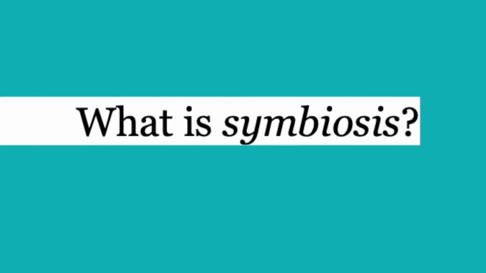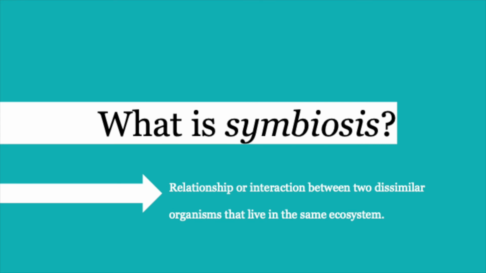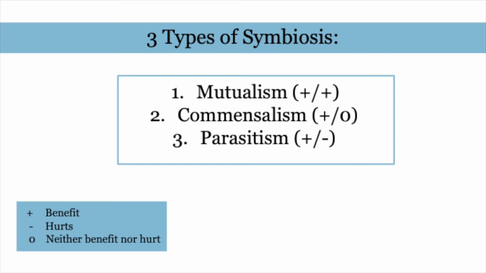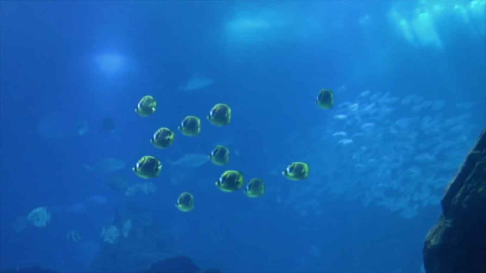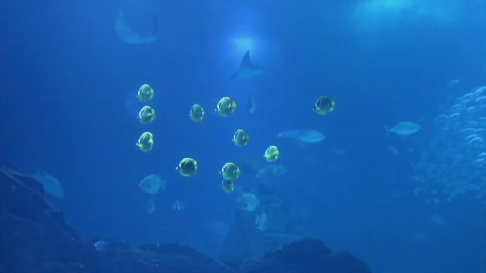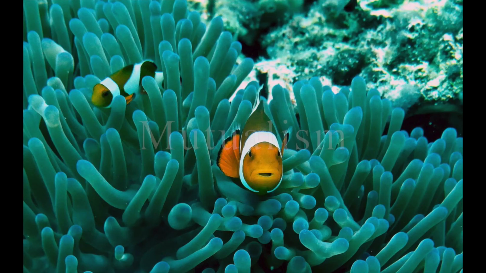What is symbiosis? Symbiosis is the relationship or interaction between two dissimilar organisms that live in the same ecosystem. There are three types of symbiosis. The first one, mutualism, the second one, commensalism, and the third one, parasitism. Symbiosis is important because animals and plants are dependent on each other for survival. Now let's dive into an ocean marine ecosystem to see symbiosis at work.